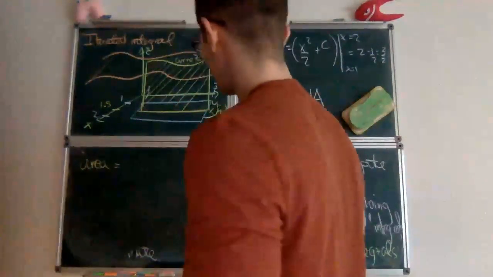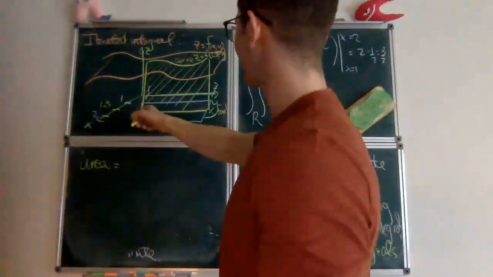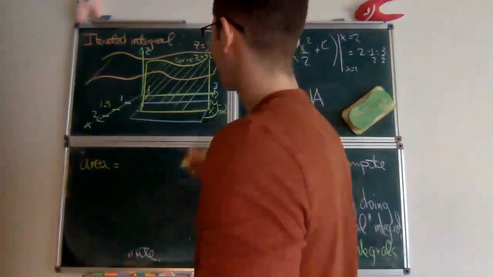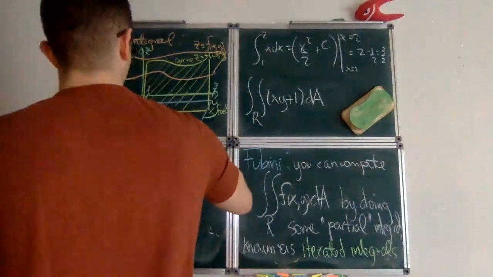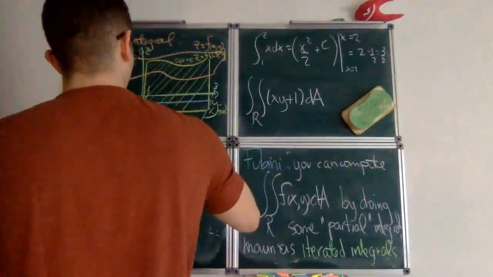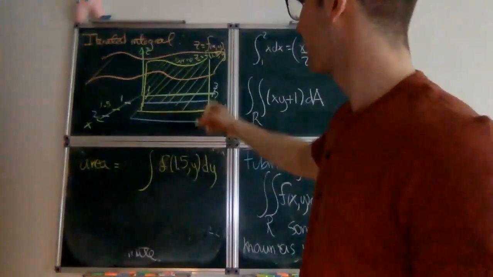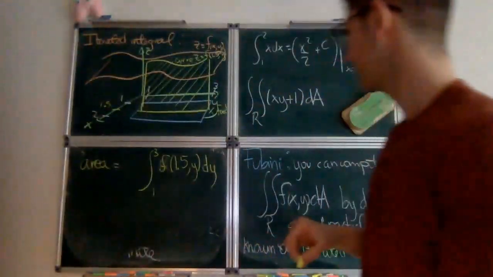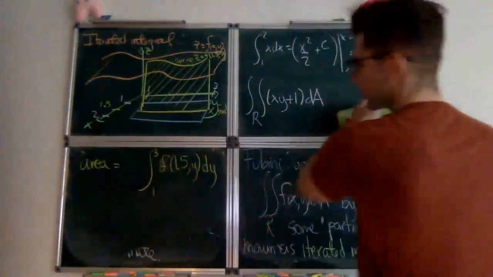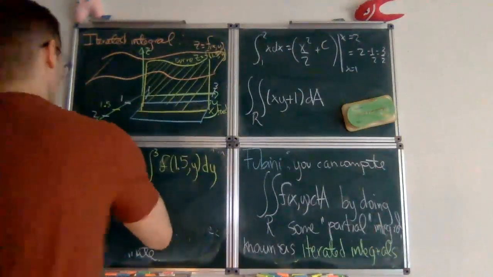Well, this is now like a function of one variable, right? Because the only thing that's changing along this segment is the value of y. So you're integrating f of 1.5 comma y. So you're integrating over y from 1 to 3. Okay? So this is the area at x equals 1.5.